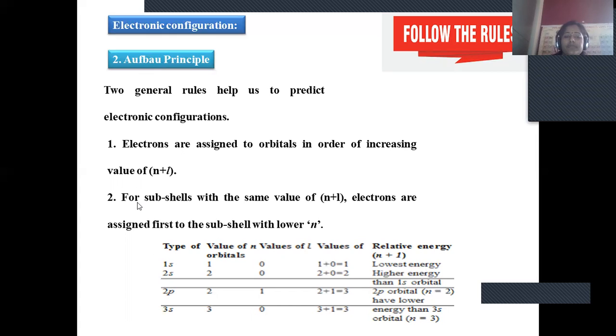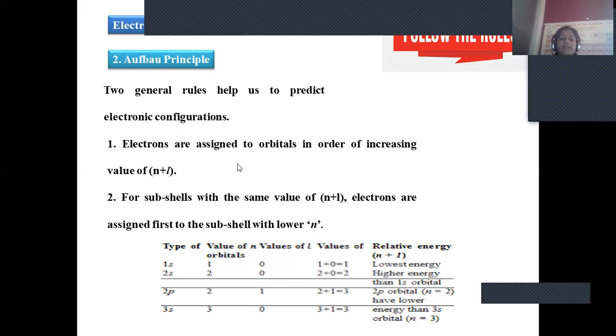And the next is about the subshells with the same value of n plus l. If the n plus l values are both equal, then the electron is first assigned to the one with the lower n value. So these are the protocols we have to follow for the above principle.